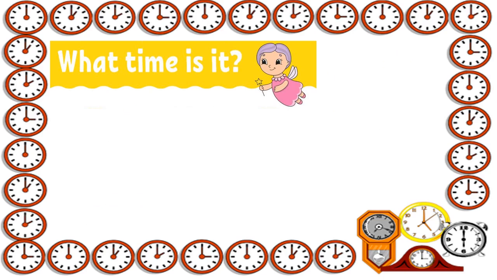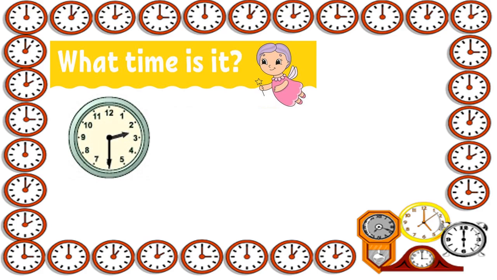Now see, again we have some examples. What time is it? Now see, what time is it on this clock? Yes, the minute hand points at where? Where is the minute hand? Yes, it's pointing on number 6. The minute hand, the long hand, is pointing on number 6, and the hour hand is between number 2 and number 3.